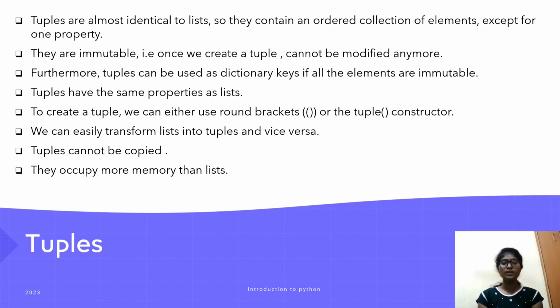Tuples have some properties as lists. To create a tuple, we can either use round brackets or the tuple constructor. We can easily transform list into tuple and vice versa. Tuples can't be copied. Tuples occupy more memory than lists.